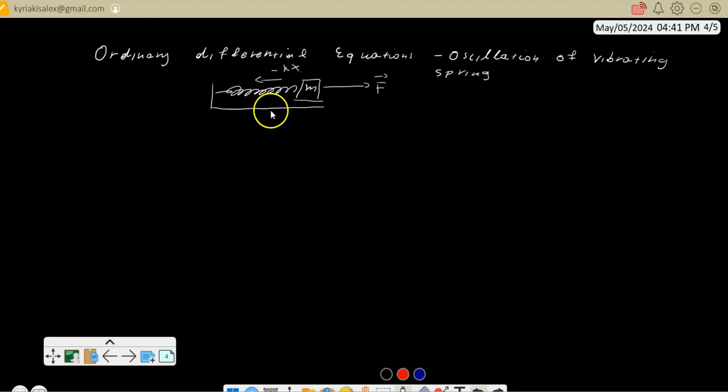It is observable here that there is a spring. Here at the corner of the spring there is a body with a mass m. From Newton's second law of motion we have that F equals the product of mass times acceleration.